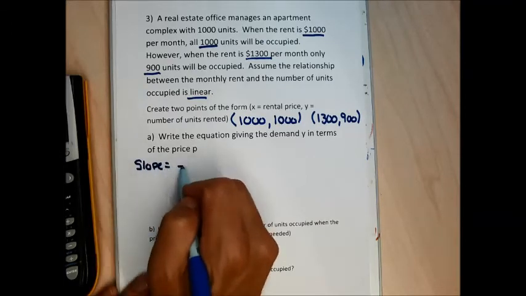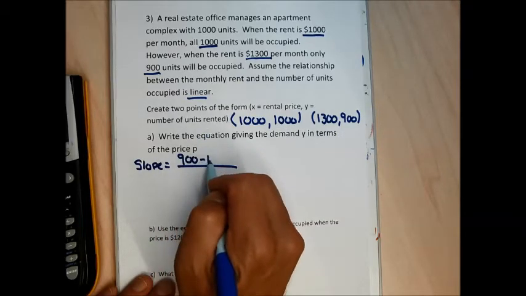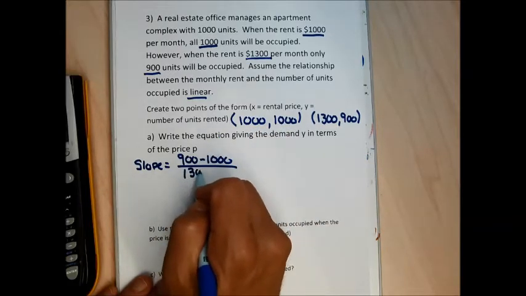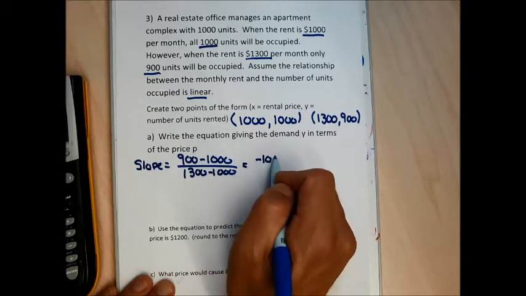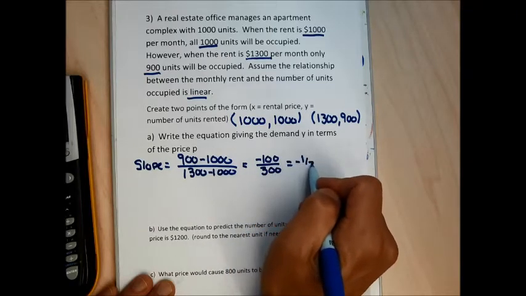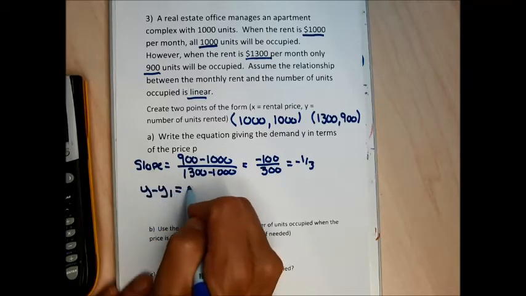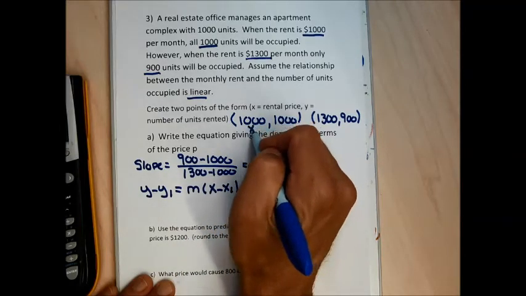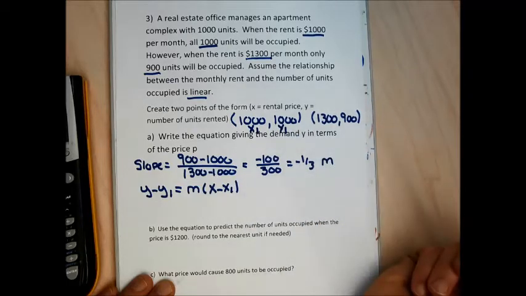To find the slope, I'm going to do y2 minus y1, which is 900 minus 1,000, over x2 minus x1, which is 1,300 minus 1,000. This comes out to negative 100 over 300, and that's negative 1/3. Next, I'm going to use the y minus y1 equals m times x minus x1 formula. In for the x1, I'm going to plug 1,000. In for the y1, I'm going to plug 1,000. And in for the m, I'm going to plug negative 1/3.